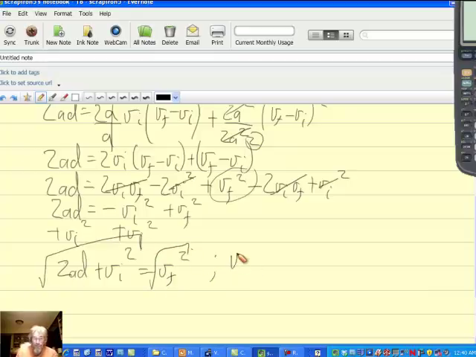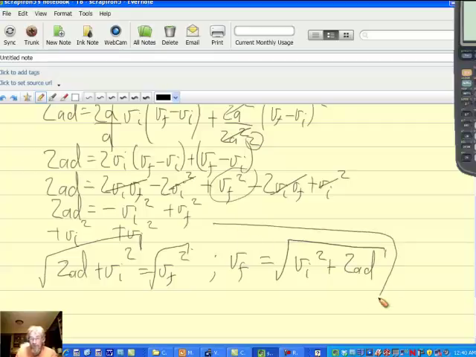So rewriting this tells me VF is equal to the square root of VI squared, I'm going to put that term first because that's how it's usually written in physics books, plus 2AD. All right, so there we have another equation that would be a good one to put in your toolbox. The final velocity of an object that's under acceleration is equal to the square root of its initial velocity squared plus 2 times acceleration times the distance that it accelerated through.